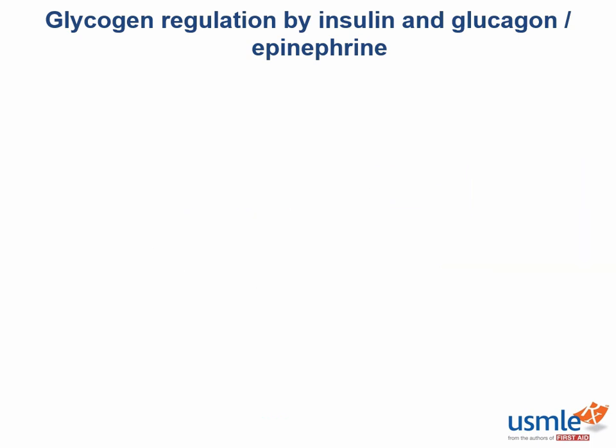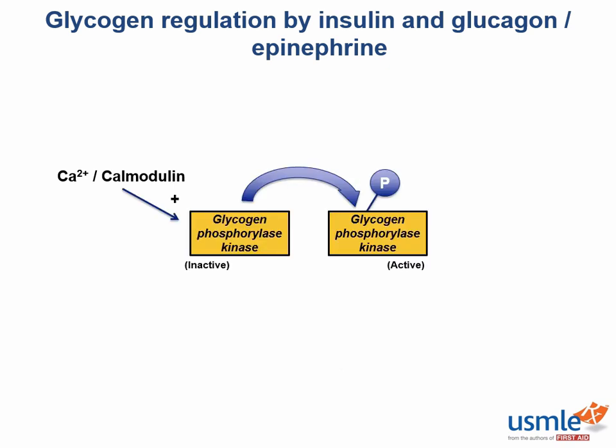Now there's also a less high yield pathway that occurs in muscle, in which calcium as well as calmodulin activate glycogen phosphorylase kinase. Now this process coordinates glycogenolysis, as we just saw, but just within the muscle, and it's done to ensure that there's enough glucose present to make ATP for muscle function.